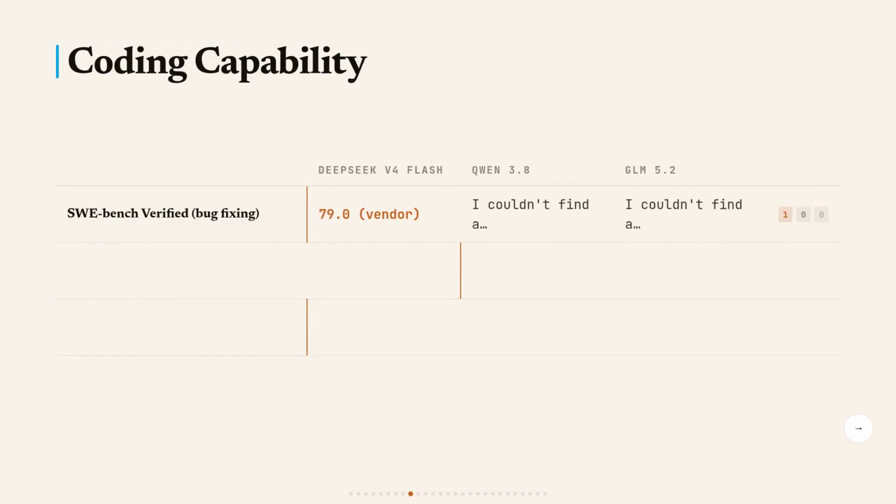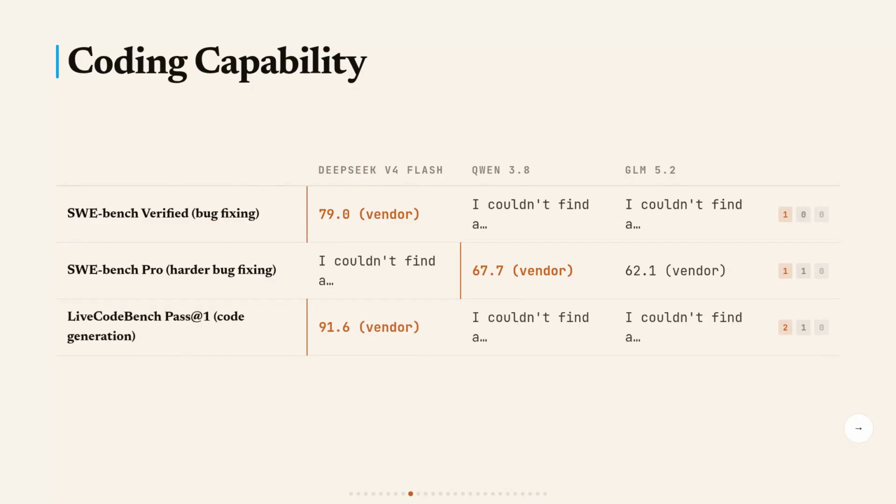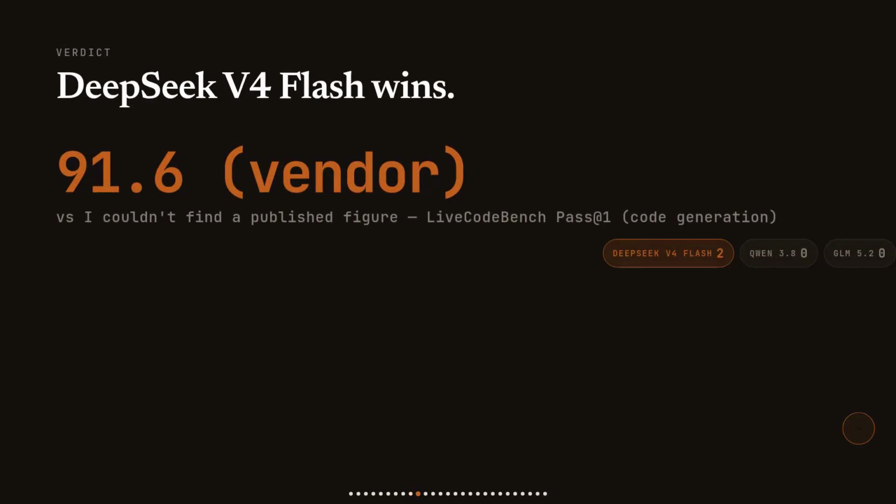Where Qwen 3.8 shows up is SWE Bench Pro, the harder variant, where it scores 67.7 against GLM 5.2's 62.1, a clean 5.6 point win. Here's the complication. Community testing flagged a real build quality issue with DeepSeek V4 Flash on a flow graph test, scoring 60 out of 100 with a failed build. So the benchmark headline and the real-world experience don't fully agree. DeepSeek V4 Flash still takes this test on the strength of its SWE Bench and Live Code Bench numbers, but that community flag is worth remembering before you commit a whole workflow to it.